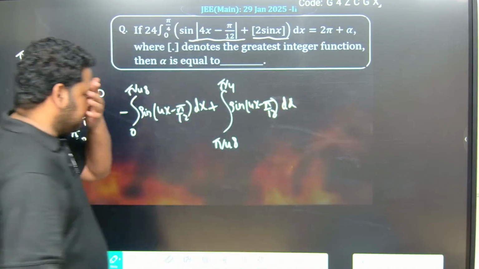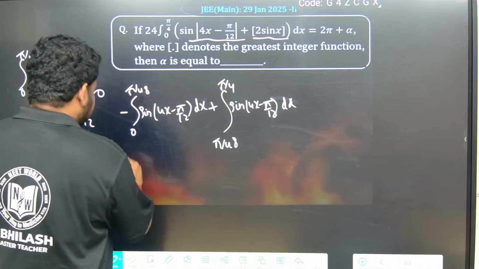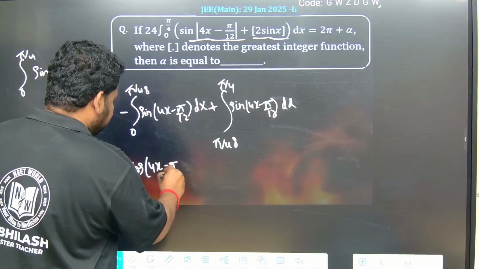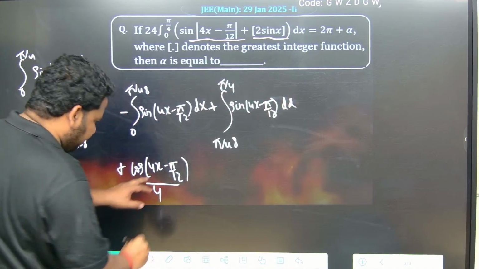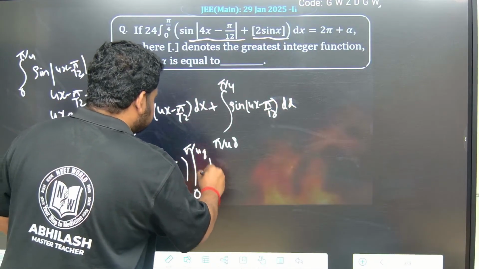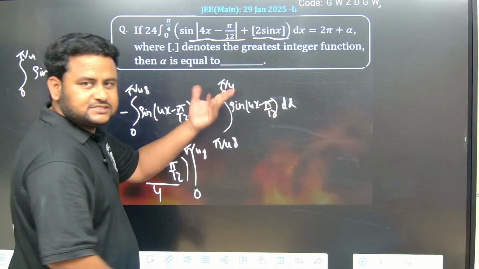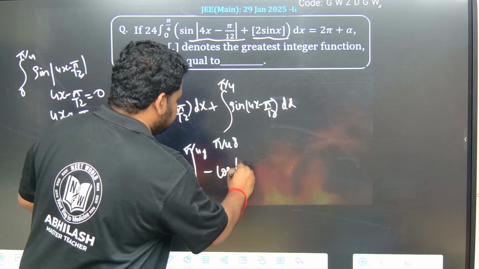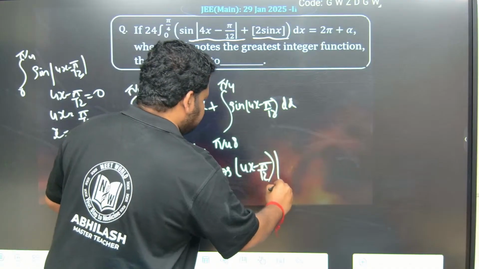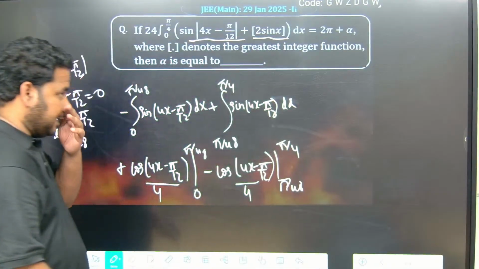Got it? Now the integral of sin is minus cos, so minus into minus will become plus. So cos 4x minus pi by 12, divided by 4, from 0 to pi by 8, plus minus cos 4x minus pi by 12, divided by 4, from pi by 48 to pi by 4.